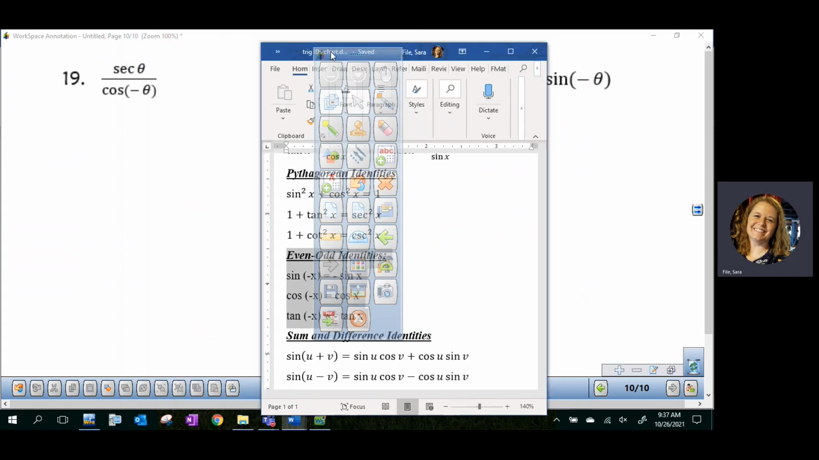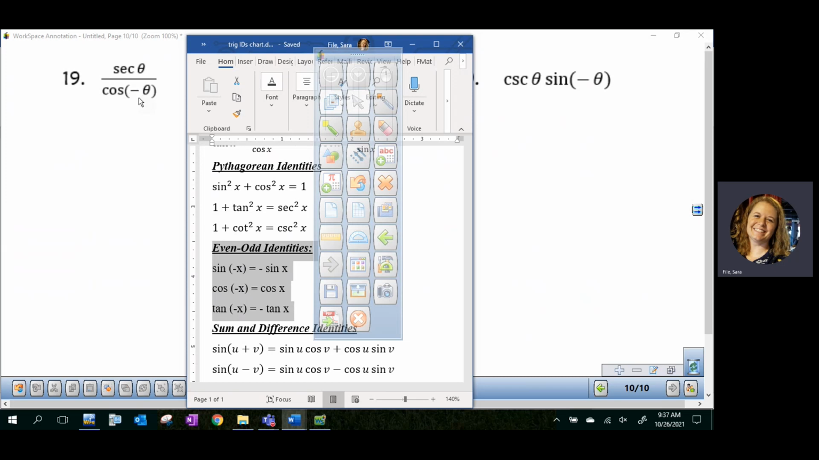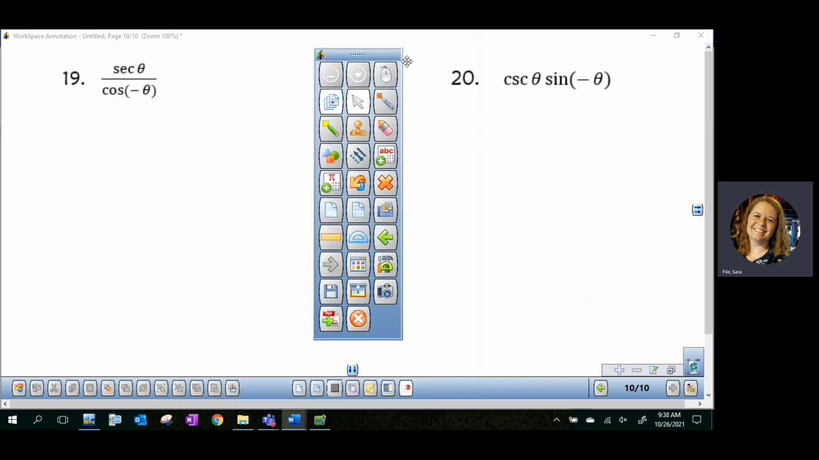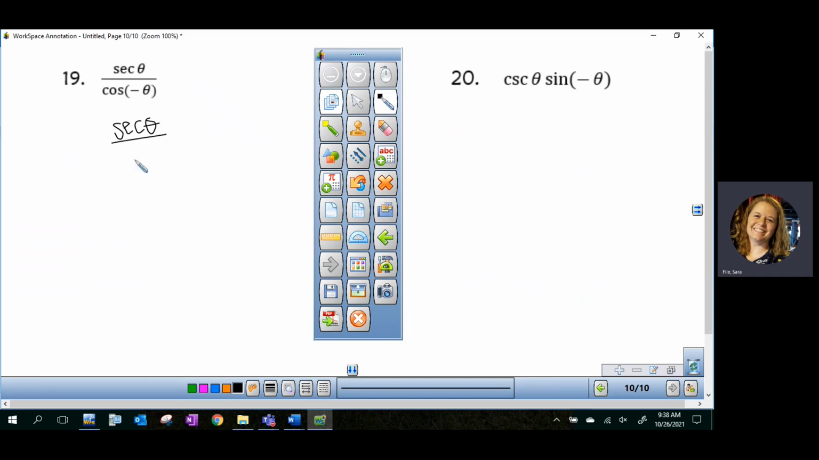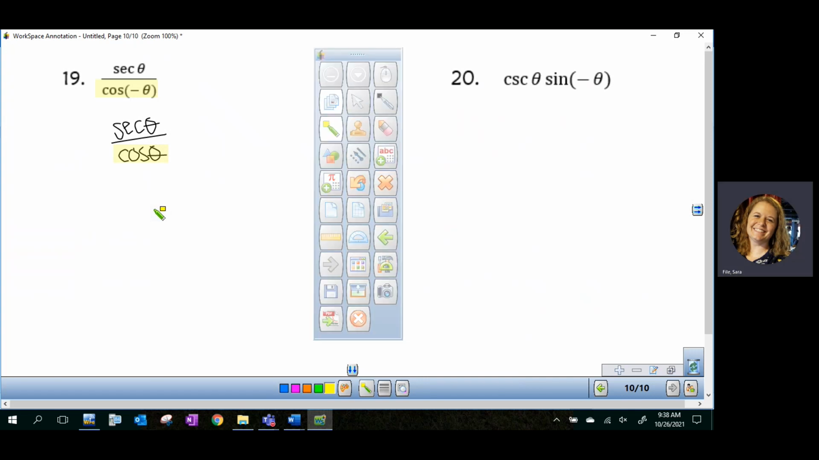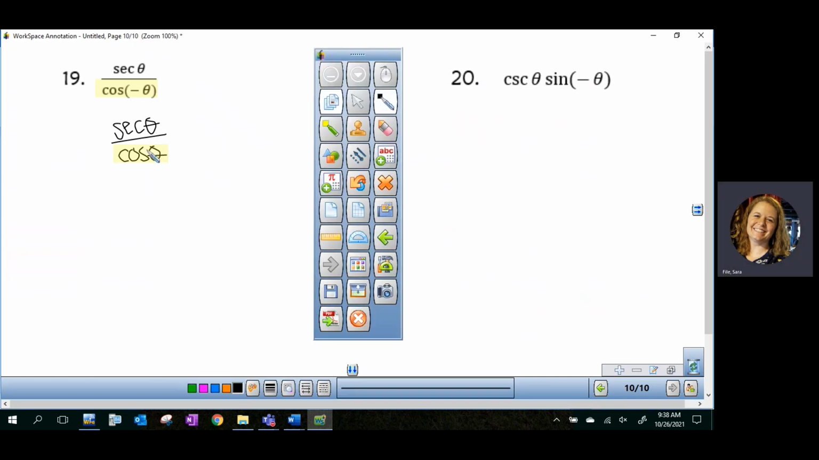So in this case, it is cosine. So that means that negative can just drop. Cosine of negative theta is going to be the same as cosine of theta. So you don't even need that negative there. Just rewrite it as cosine theta. So the negative drops. That right there is an odd-even identity. This one is an even function. Then secant can be rewritten as 1 over cosine.